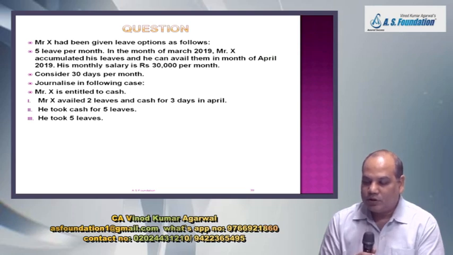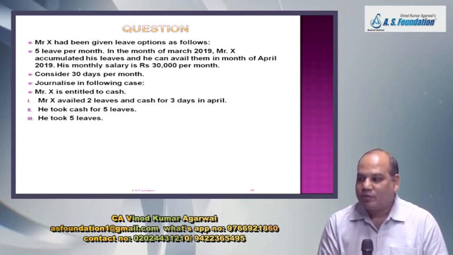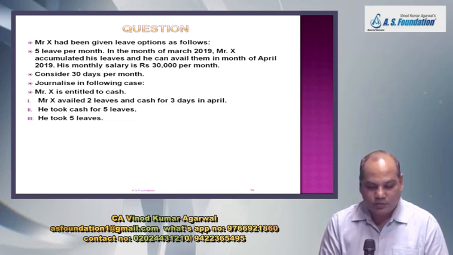Next line, write down: consider 30 days per month, so that you can assume that it is 1,000 rupees per day. Journalize in the following cases.